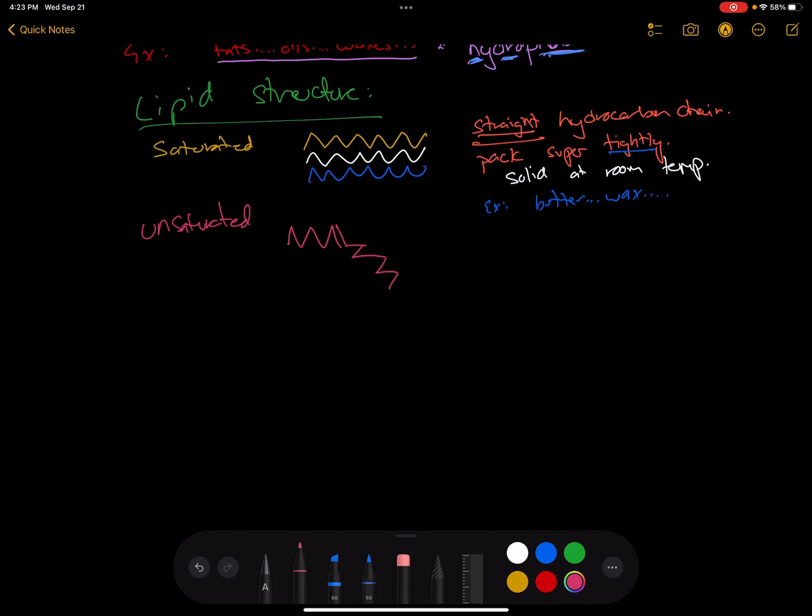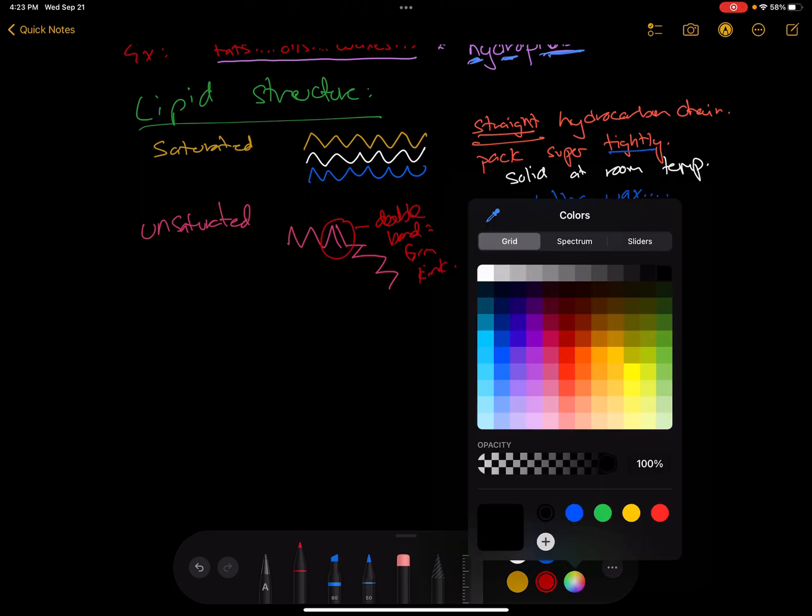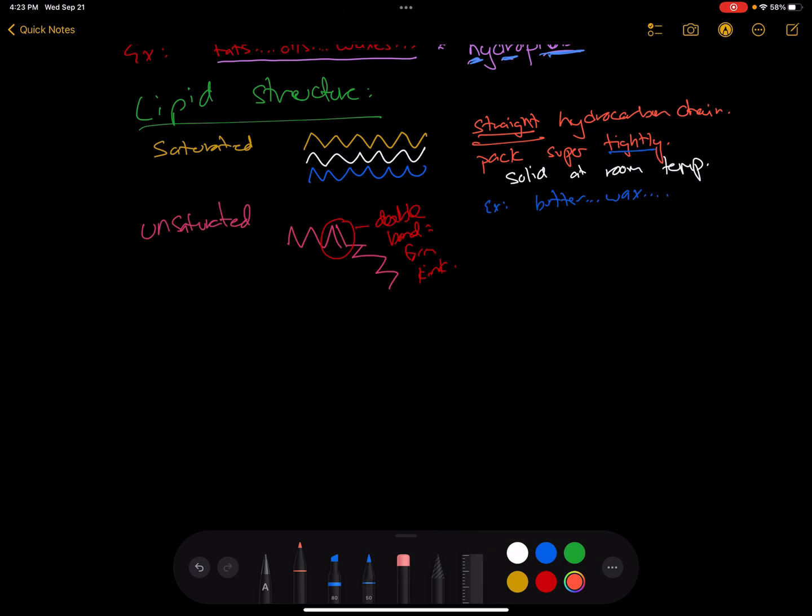And then when you get to a double bond, it kinks. So this double bond right here is going to form a kink in the tail. And now that I have a kink in the tail, they don't lay flat anymore, okay? So a double bond right here forms a kink. That means they can't pack super tightly.